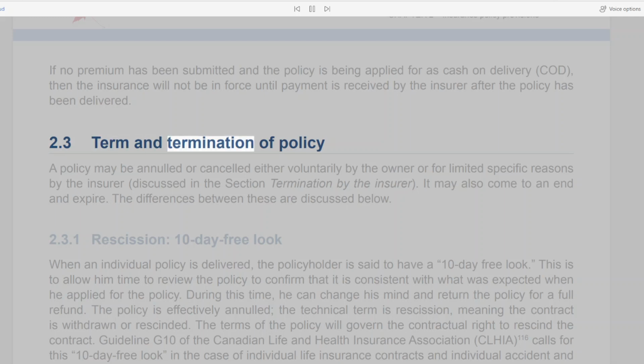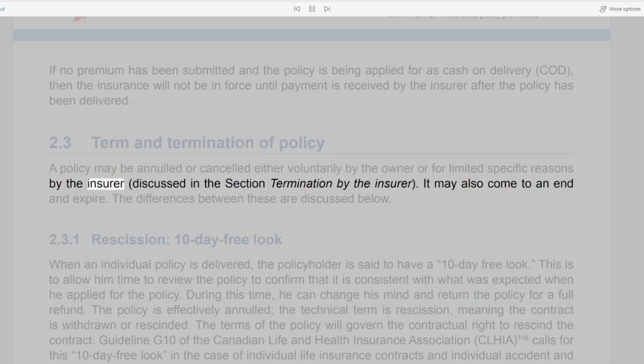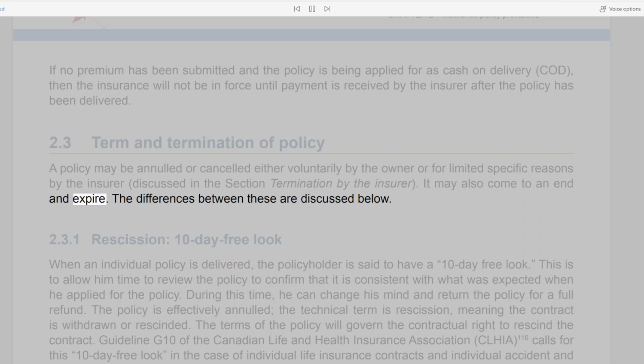2.3 Term and termination of policy. A policy may be annulled or cancelled either voluntarily by the owner or for limited specific reasons by the insurer, discussed in the section Termination by the insurer. It may also come to an end and expire. The differences between these are discussed below.